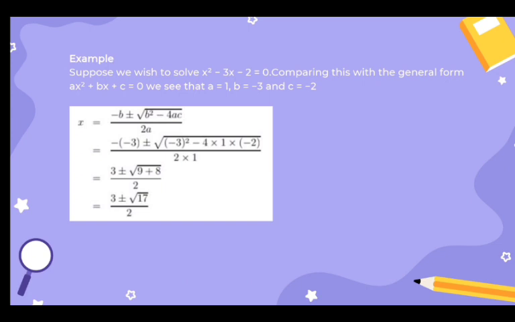x equals negative b positive or negative square root of b squared minus 4ac over 2a equals negative times negative 3 positive or negative square root of negative 3 squared minus 4 times 1 times negative 2 over 2 times 1 equals 3 positive or negative square root of 9 plus 8 over 2 equals 3 positive or negative square root of 17 over 2.